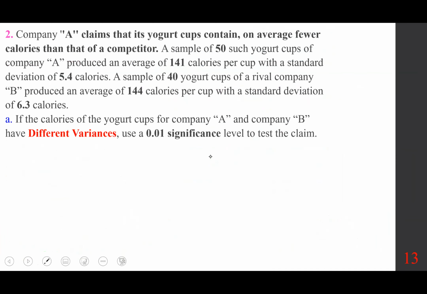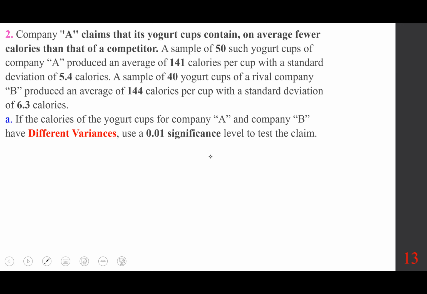All right. Would you read this question, please? Company A claims that its yogurt cups contain, on average, fewer calories than that of a competitor. A sample of 50 yogurt cups of Company A produced an average of 141 calories per cup with a standard deviation of 5.4 calories. A sample of 40 yogurt cups of a rival company, B, produced an average of 144 calories per cup with a standard deviation of 6.3 calories. A, if the calories of the yogurt cups for Company A and Company B have different variances, use a 0.01 significance level to test the claim.